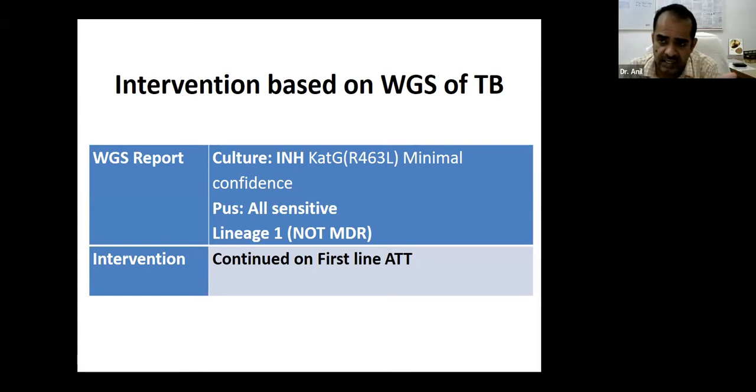So you should understand that if you send a direct sample, the whole genome sequencing result may be different because the amount of DNA is not that great. It was lineage 1, not an MDR, continued on first line ATT. Again, this lady must be having some issues with the absorption of the ATT. We sent her to a higher center for therapeutic drug monitoring to find out whether the drugs are achieving good concentration, because she's not responding to first line in spite of being pan susceptible.